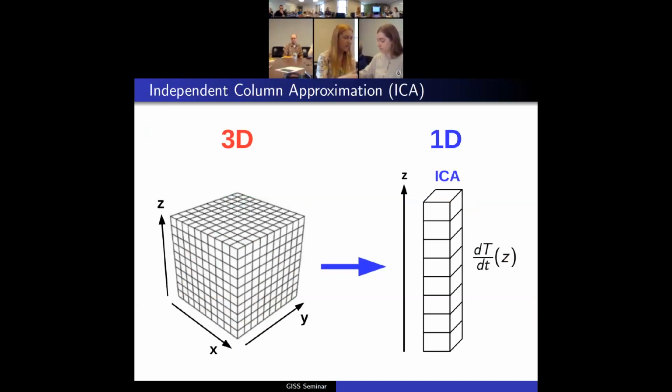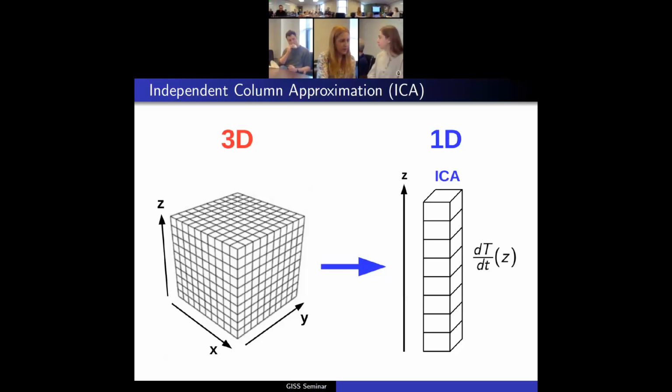So therefore, we have to simplify the problem in many ways, and the central assumption that's employed obviously in all GCMs, but also NWP models and in most LES models is the independent column approximation, where we solve radiation in each vertical column independently of its surroundings. And in this way, we neglect horizontal radiative energy transport across the model domain.